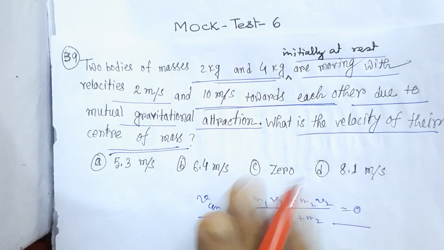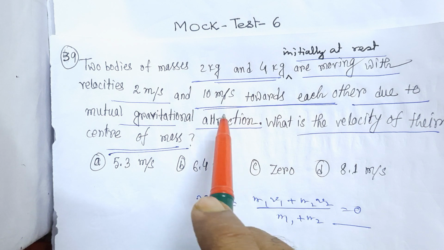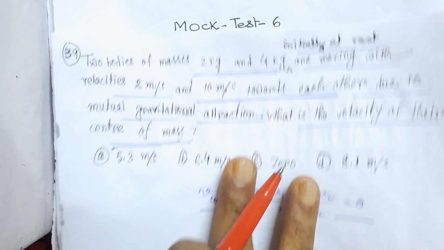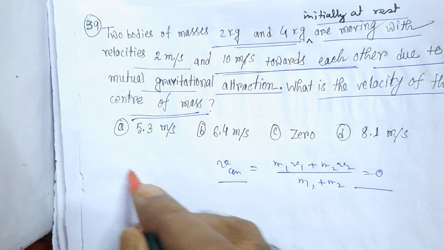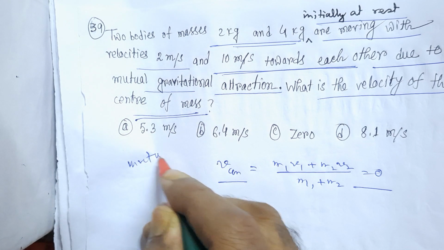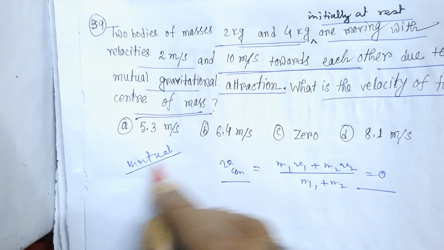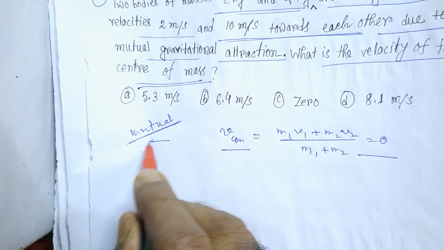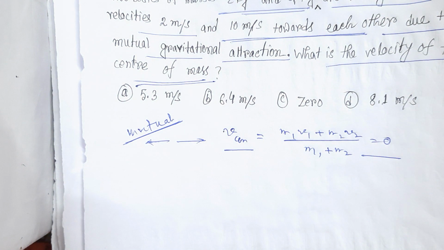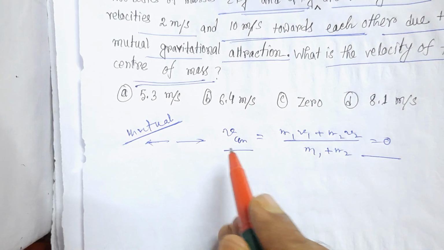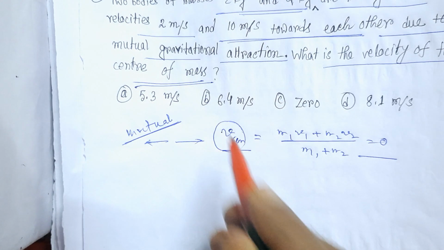Now the bodies are moving towards each other due to the gravitational force of attraction. Gravitational force is a mutual attractive force, an action-reaction force, and when only an action-reaction force is acting, we know that there is no change in the velocity of CM, the center of mass having no acceleration there. So it will move with unchanged velocity.